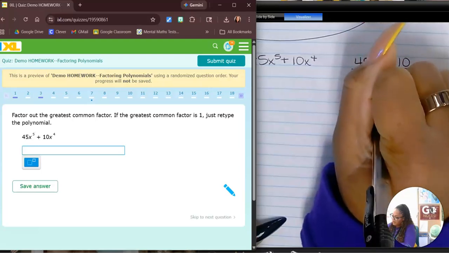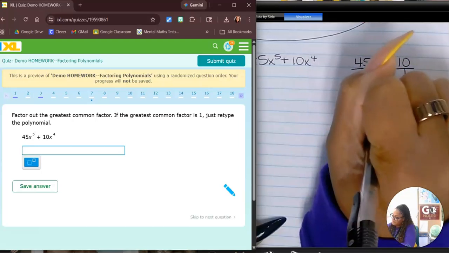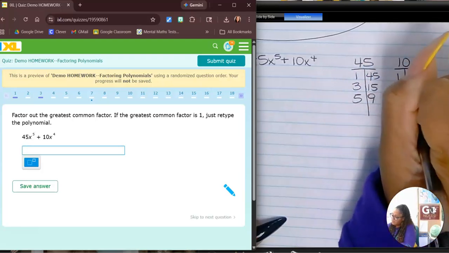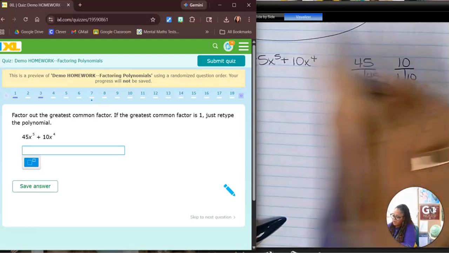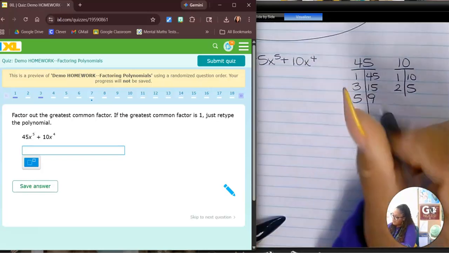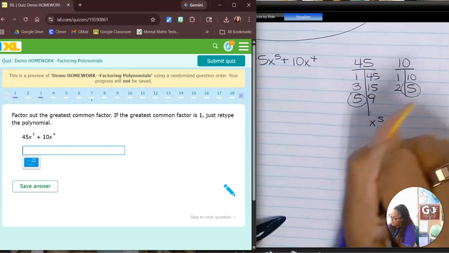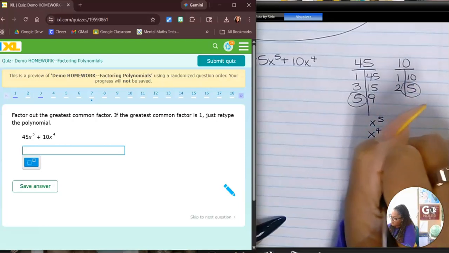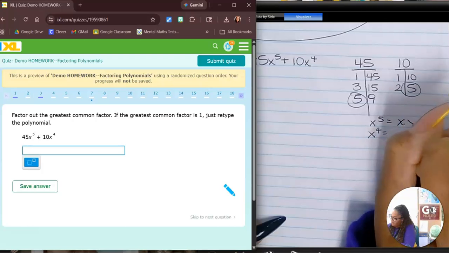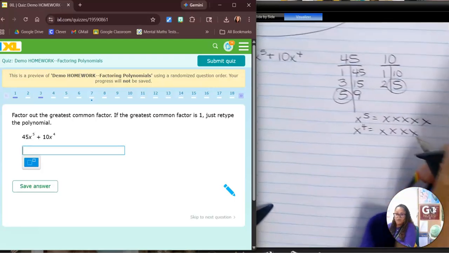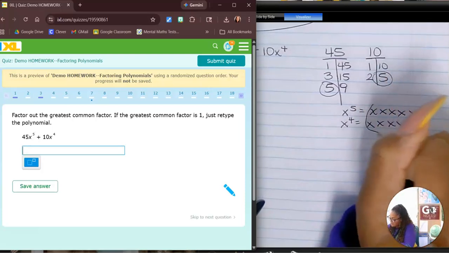That's 1 and 45, 3 and 15, 5 and 9. That's 1 and 10, and 2 and 5. The common factor is 5. And then I've got x to the 5th and x to the 4th. They both have a minimum of 4 x's.